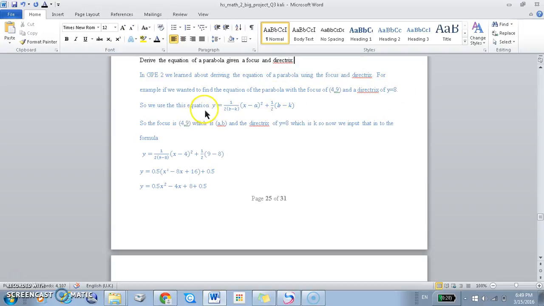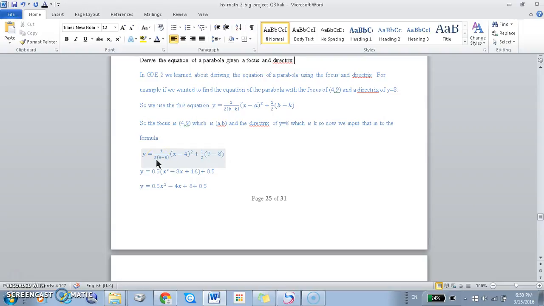So we use this equation, y equals 1 over 2 times (b minus k), times (x minus a) squared, plus half times (b plus k). So the focus, which is 4, 9, is a and b, and the directrix, y equals k, is 8. So we put the values that we have inside the formula, and then we form it. So basically, we do 9 minus 8, which is 1, and 1 times 2 is 2.